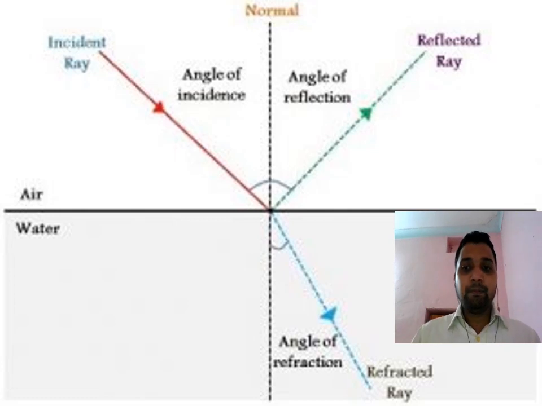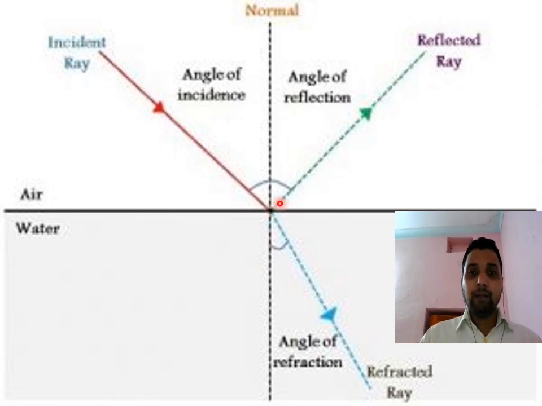In air, we know the speed of light is 3 into 10 to the power 8 meter per second, which is maximum. Means in water it is less. Whenever light is coming from a medium with more speed to less speed, then here we will get a change in direction. This is the original direction, which is called the incident ray. From the source, it will hit the boundary, the separation of air and water.